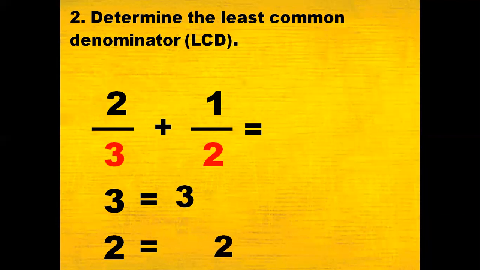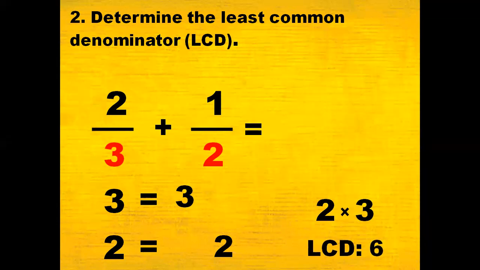And for 2, we have a prime factor of 2. Since we cannot cancel any number as their greatest common factor, remember that if numbers have no common factor, their greatest common factor is always 1. So we bring down 2 and 3. So 2 times 3. Our LCD, or least common denominator, is 6.